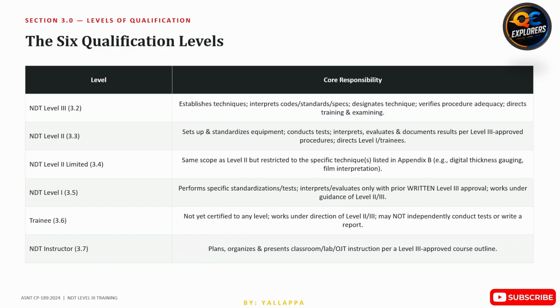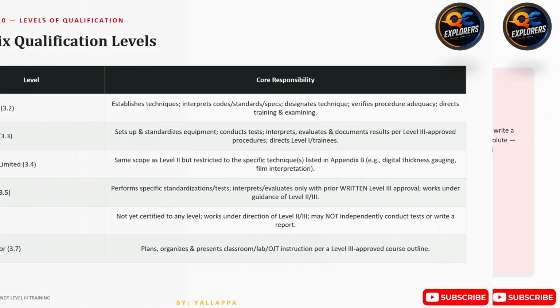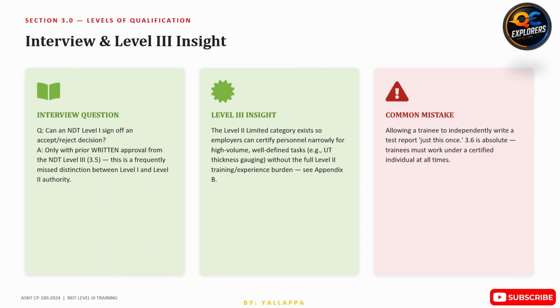Understanding these responsibilities is essential because examination questions often compare the authority and limitations of each qualification level. Next, we'll discuss common interview questions and practical considerations related to these qualifications. Let's conclude this section by reviewing several important concepts that frequently appear in interviews, examinations, and industry audits.